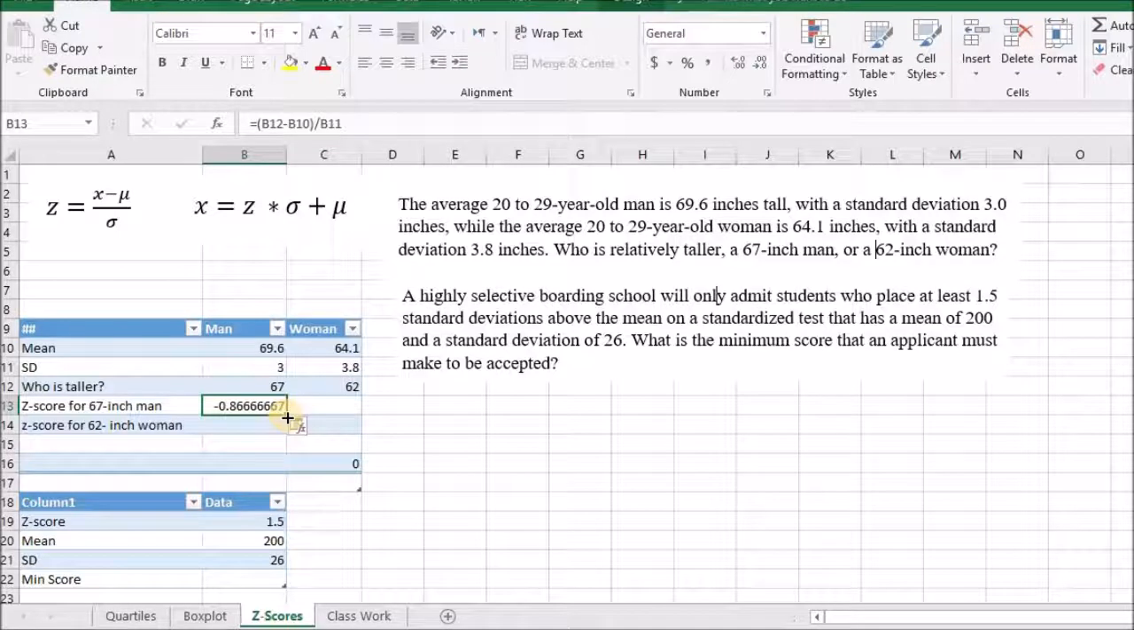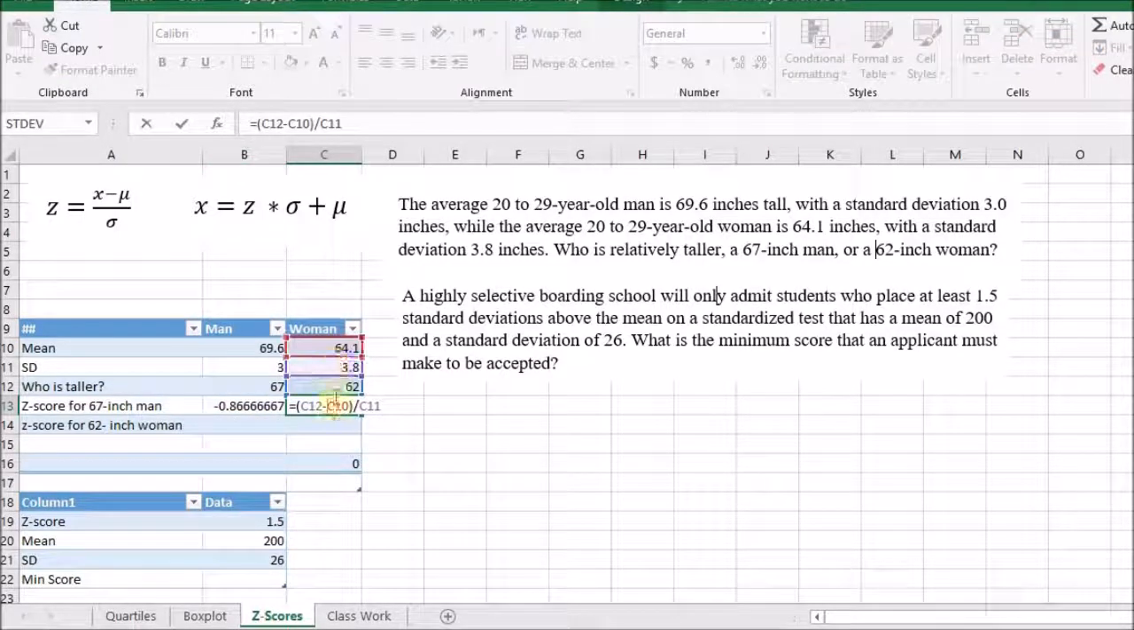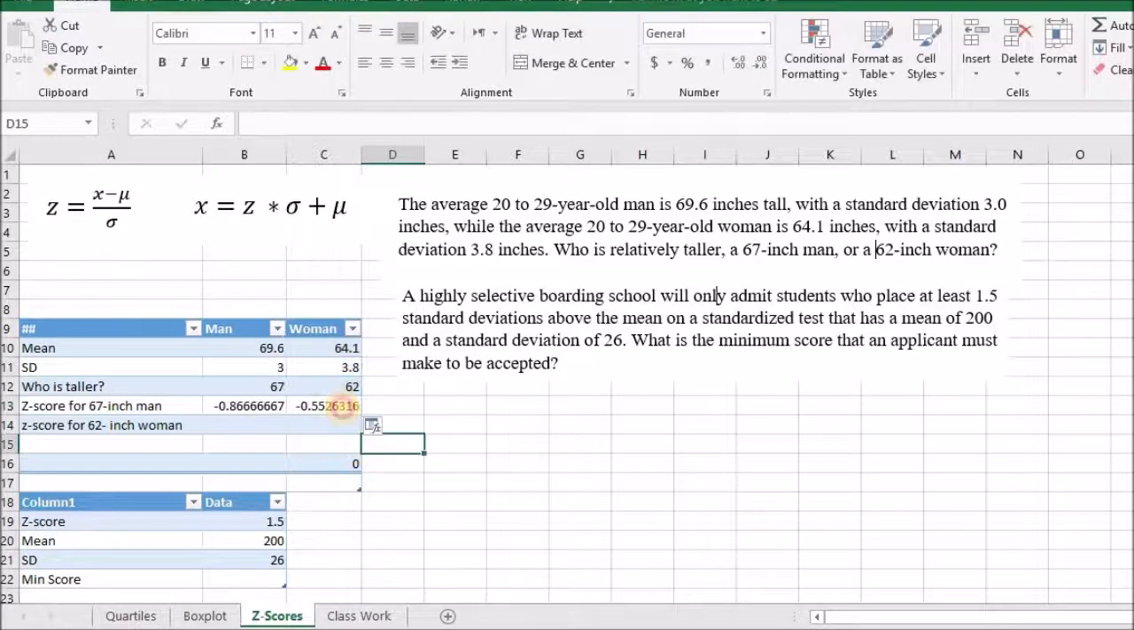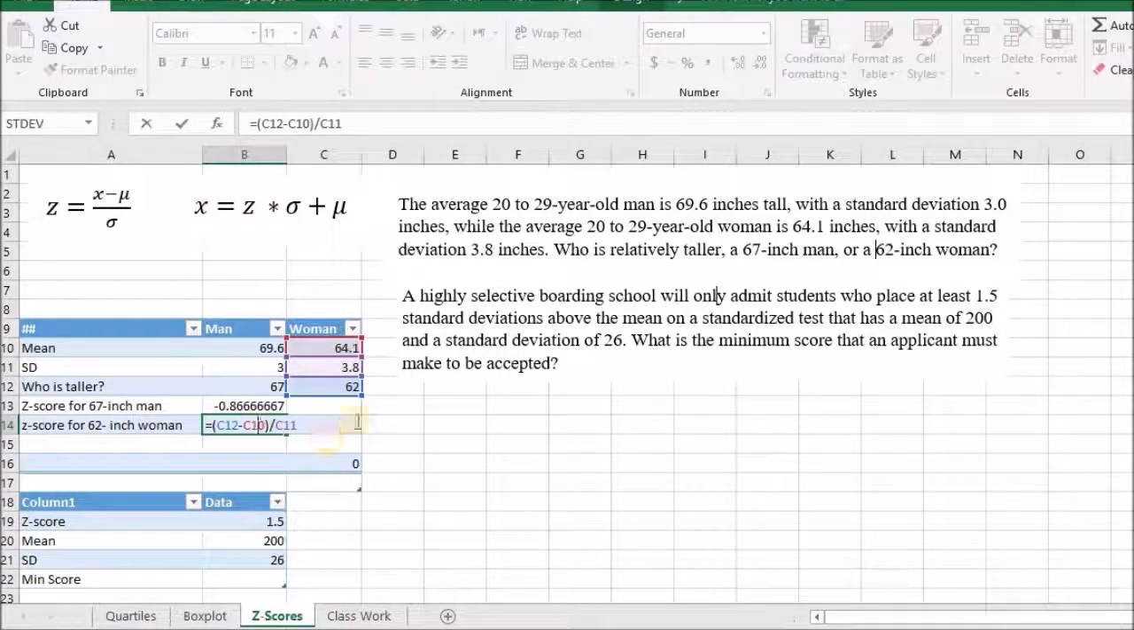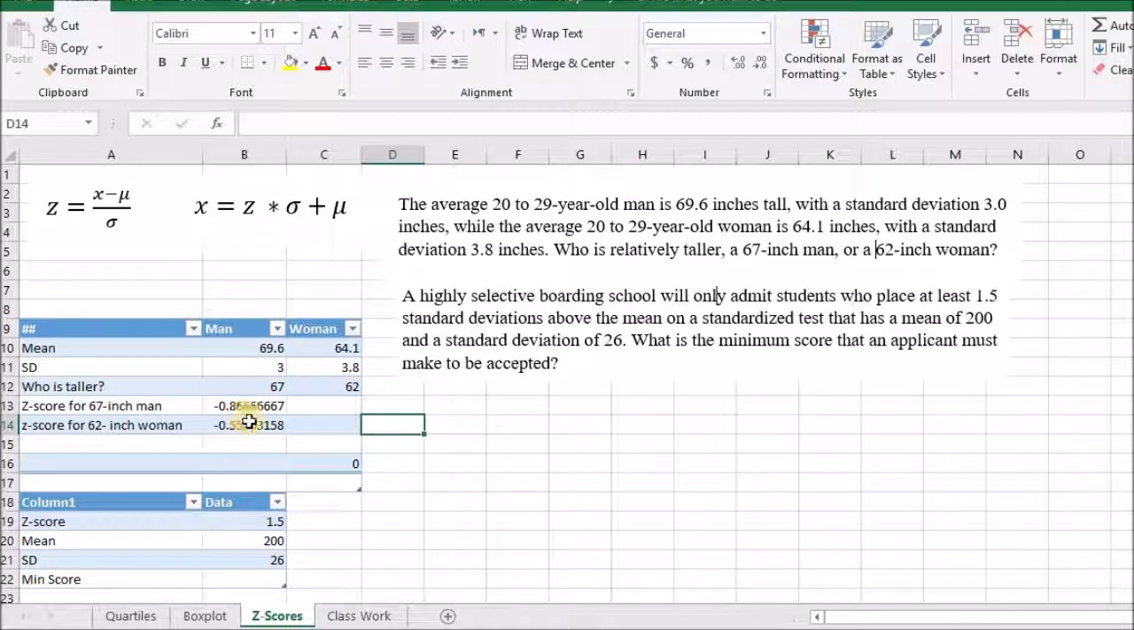Now I'm going to extend this and click. As you can see, it used the right numbers to calculate the z-score for the women, and I'm now going to cut that and paste it right here and I will still get the same formula correctly. So when you compare the two numbers, it appears that the woman is only 0.56 below the average and the man appears to be 0.87 below the average. That makes the woman relatively taller than the man.